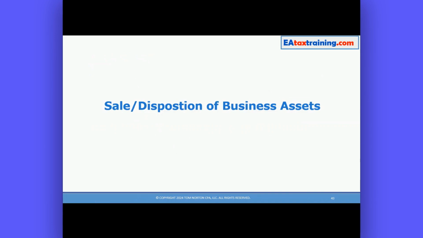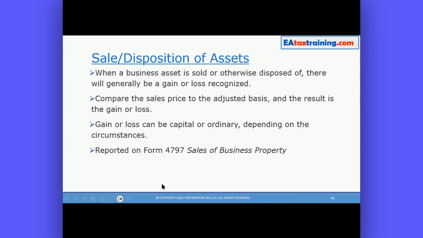Moving on now to the sale or disposition of assets. When a business asset is sold or otherwise disposed of, there will generally be a gain or loss recognized on that disposition. And all you do is you compare the sales price to the adjusted basis of the asset, and the result is the gain or loss. Now, the gain or loss can be either capital or ordinary, depending on the circumstances. And this is reported on Form 4797.